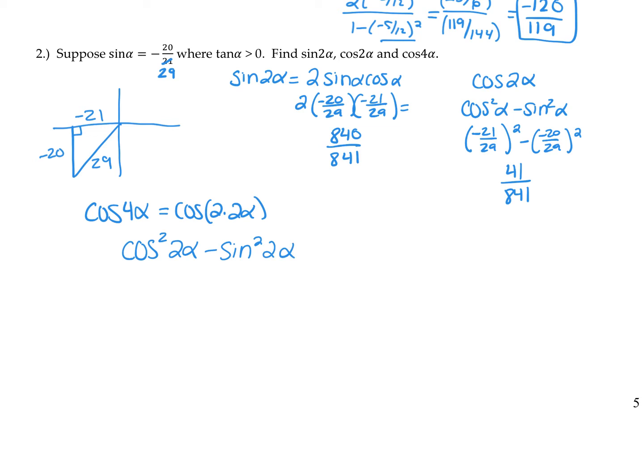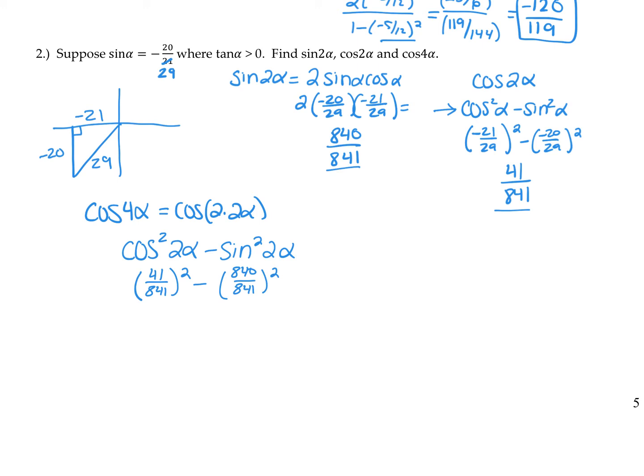So just like it was over here, cosine squared alpha minus sine squared alpha, now we're just going to double. So we're going to do 2 alpha. Well, cosine of 2 alpha, I found out right here, is 41 over 841 squared. And then sine of 2 alpha is 840 over 841 squared.